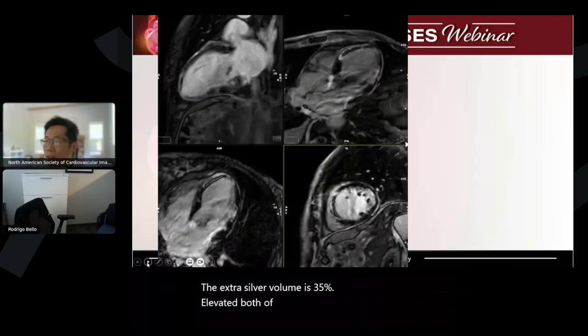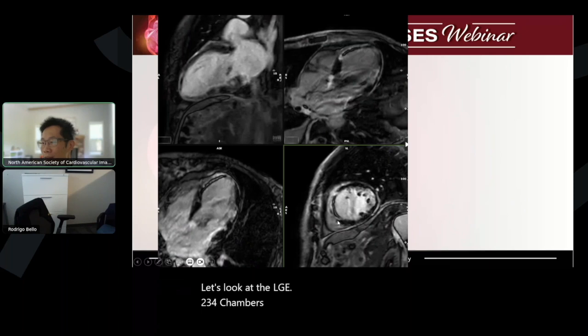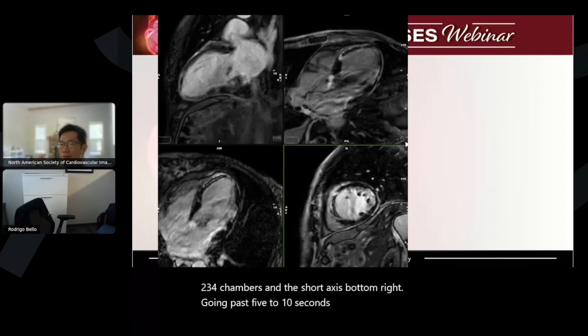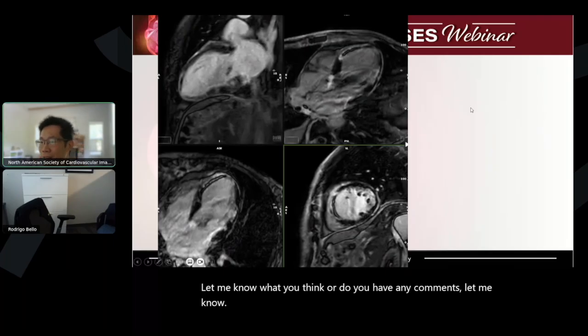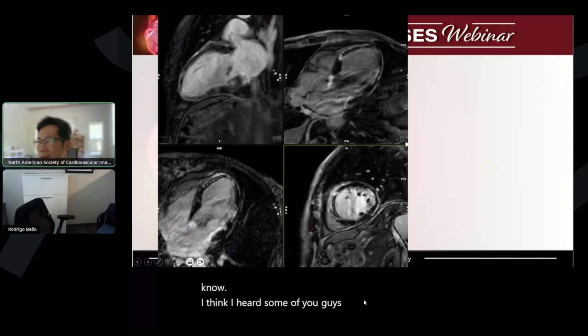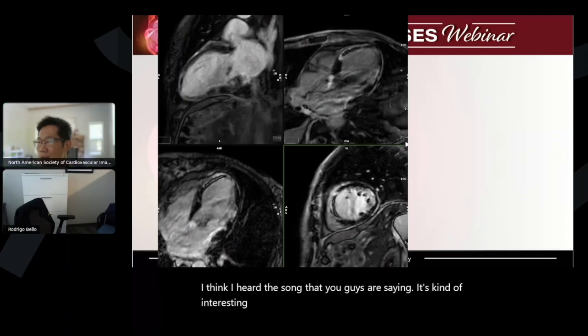Now, let's look at the LGE. 2, 3, 4 chambers, and the short axis, bottom right. I'm going to pause 5 to 10 seconds again. Let me know what you think, or if you have any comments. I think I heard some of you saying it's kind of an interesting pattern. It is. It's a curious pattern, I would say, because everything we said is interesting is the patient's suffering.